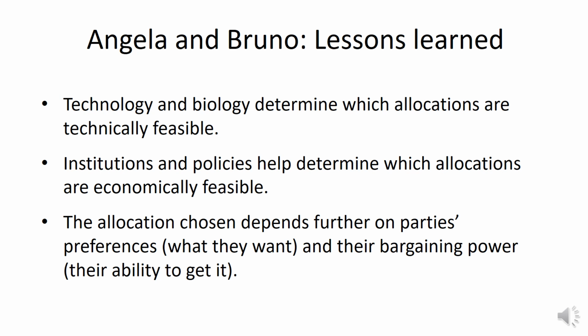Those allocations depend on what the different parties' preferences are, and their bargaining power, or their sort of ability to strike a bargain that's on the contract curve that is either more in their favor, or if their power is low, more in the favor of the other person.